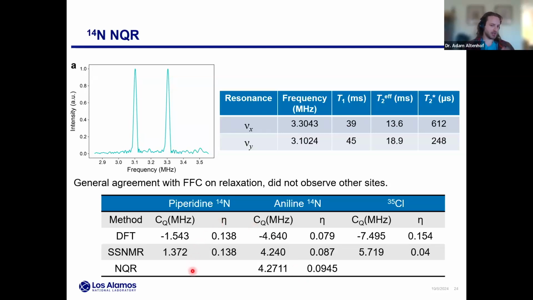Now, we ultimately tried to observe the piperidine nitrogen and the chlorine 35, but to no success. The frequency is taking a big hit here. We also understood from fast field cycling that the relaxation should be much faster for these two NQR sites, so potentially we're not able to observe them within our dead time. But we're currently doing lower temperature experiments to see if that can help.